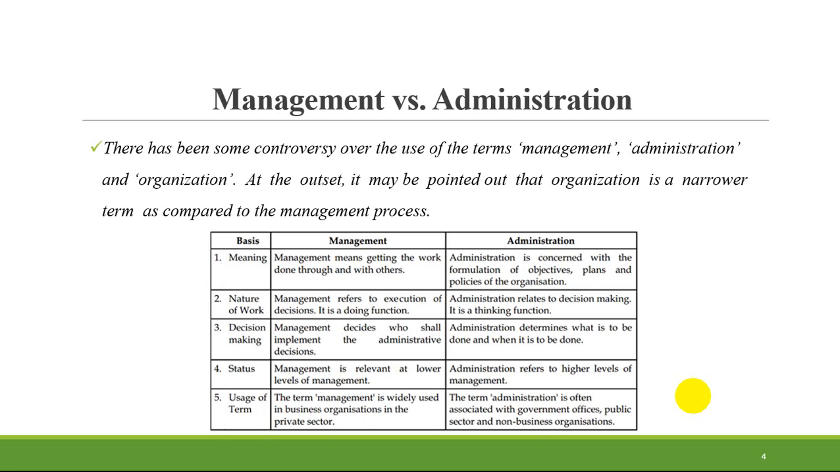According to decision making, management decides who shall implement the administrative decision, whereas administration determines what is to be done and when it is to be done. Like we made vision, goals, and mission. For each one of them, we have a specific date and a specific period: what you should do, and when it should be achieved.